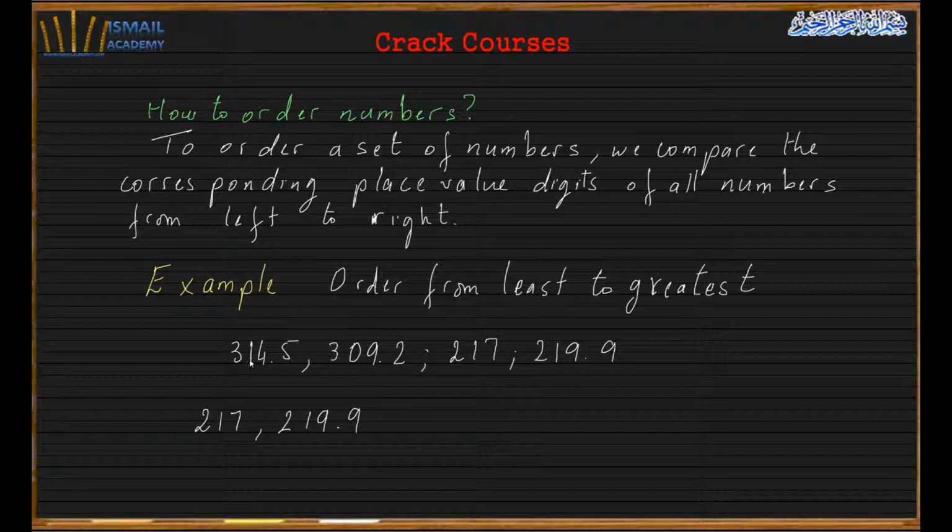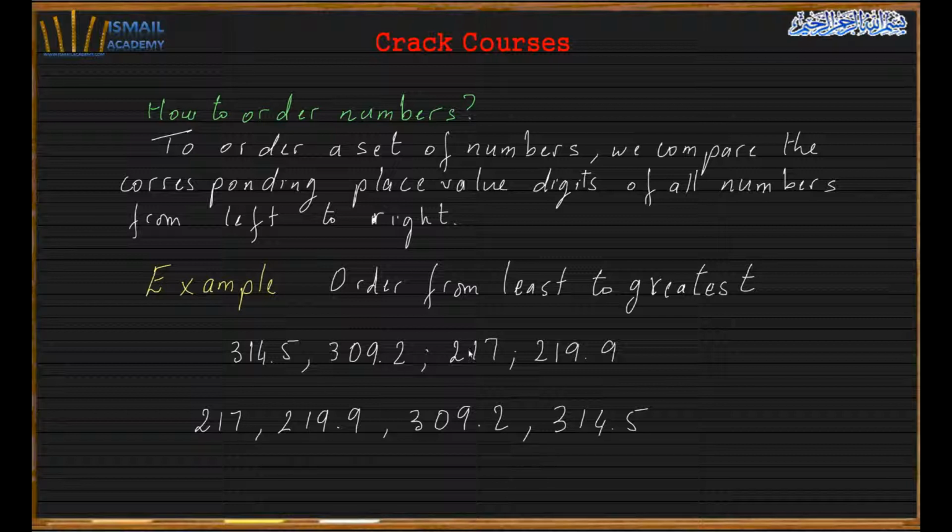Now I'm going to go to those two here. Here we have 3, which means they are equal, so I move to the 10s place. This is 1, this is 0. That means this one is smaller and this is bigger, so here is going to be 309.2, and this is 314.5. This is the order from least to greatest. As you see, we just use the concept of comparing place value.